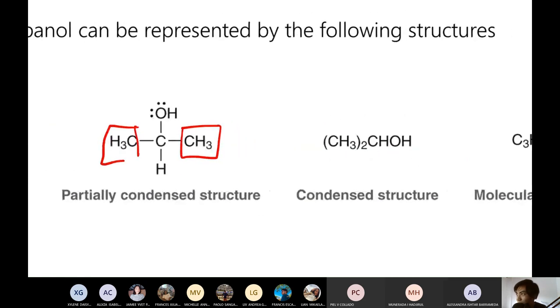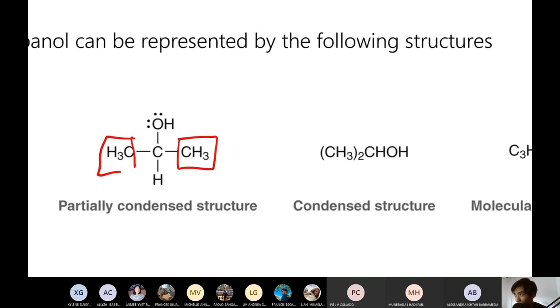We can also have partially condensed structures. So kung mapapansin natin, in this drawing, we have two CH3s connected to this carbon. Kaya ginagawa natin ito, CH3 subscript 2. Ano meaning nun? May dalawang CH3 na nakadugtong sa next atom, which is the carbon. Tapos itong rest na to, nakadugtong din yan sa carbon na yan. Okay? So ganun lang yung mga idea.